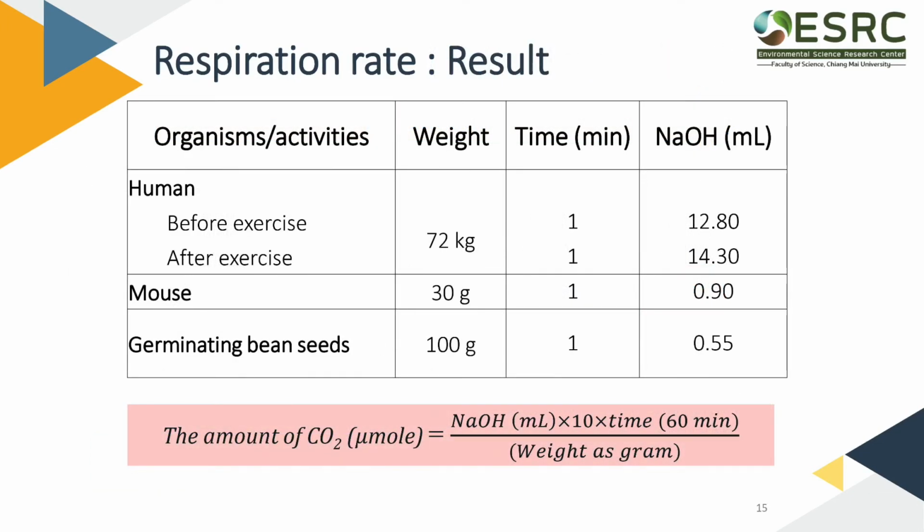These results can be used to calculate the amount of carbon dioxide production from each organism. It was calculated in units of micromoles produced in 1 hour per weight using the following equation. The amount of carbon dioxide equals the amount of sodium hydroxide solution multiplied by 10 and multiplied by time and divided by weight in grams.